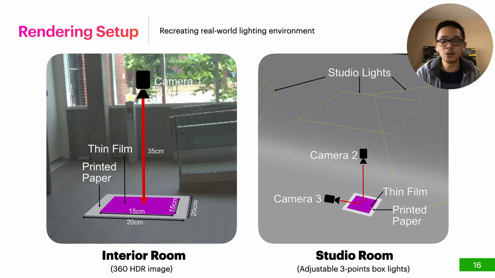In order to render the appearance, we need real-world lighting. So we have two lighting setups: the interior lighting room and the studio lighting room. The interior lighting room is a captured 360 image, and the studio room is a three-point adjustable box lighting, with the freedom to adjust the color temperature as well as the intensity. Both have a similar setup, which is the thin film placed on top of printed paper with the UBC logo.